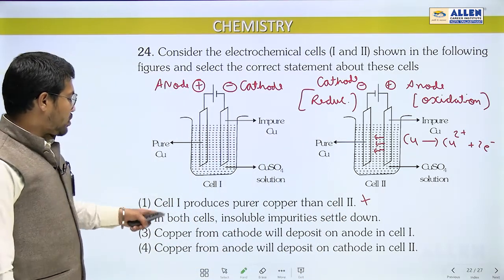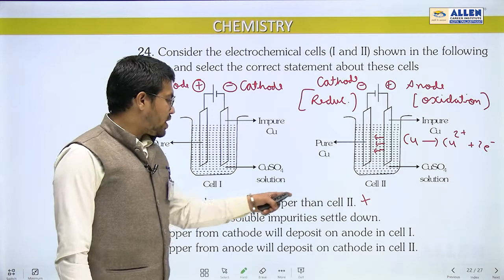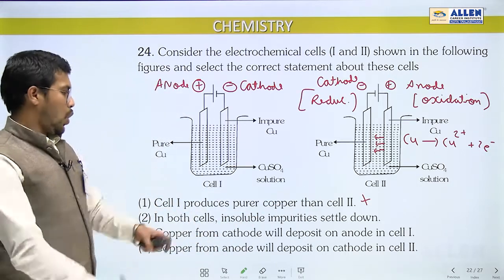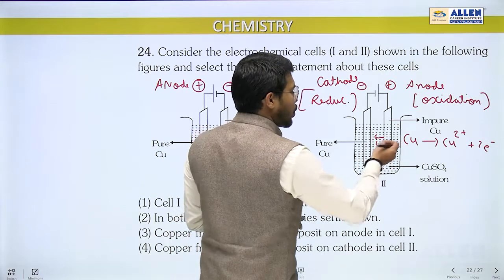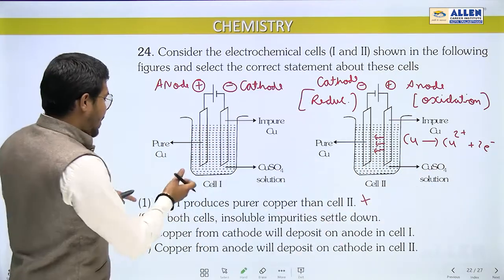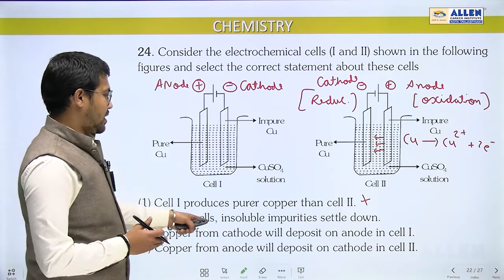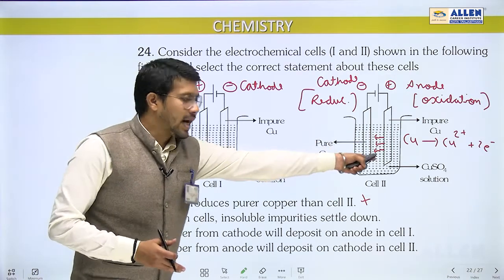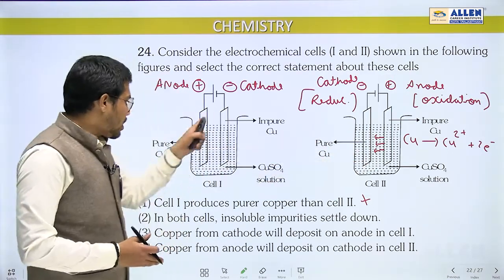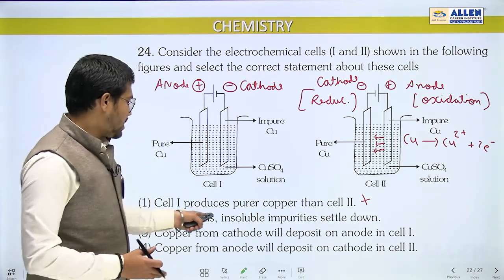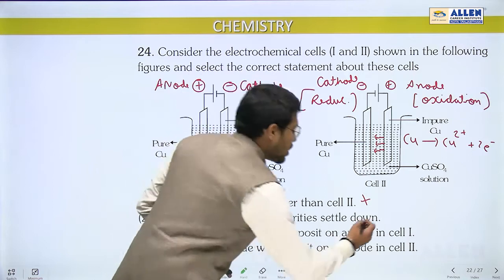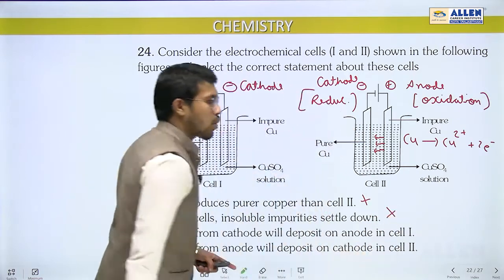Second one, in both cells insoluble impurities settle down. See, in cell 2 obviously some impurities will get produced, but not in cell 1. It says both cells, so this statement also becomes wrong.